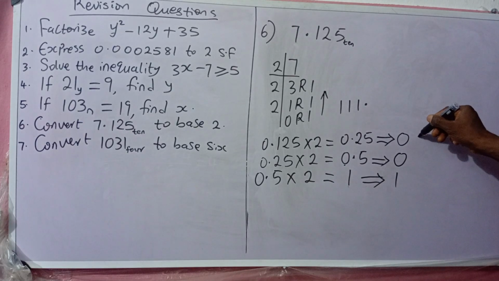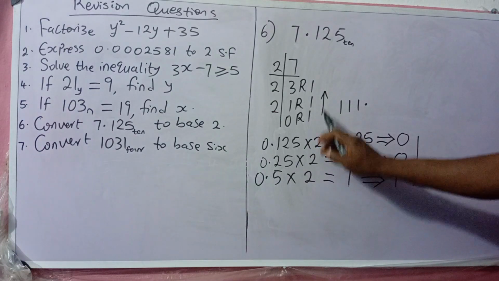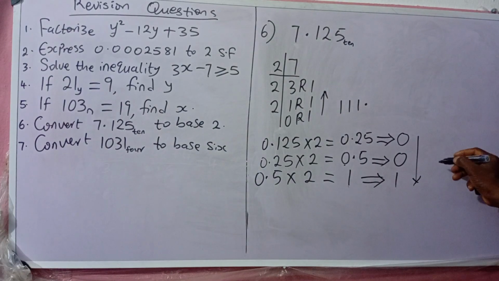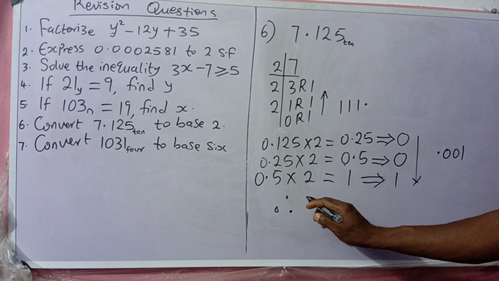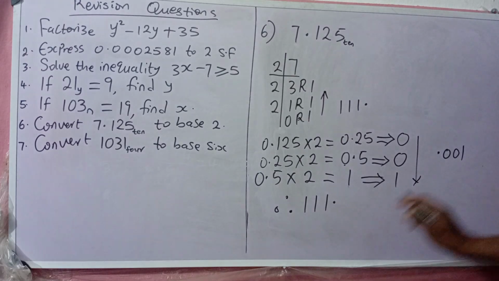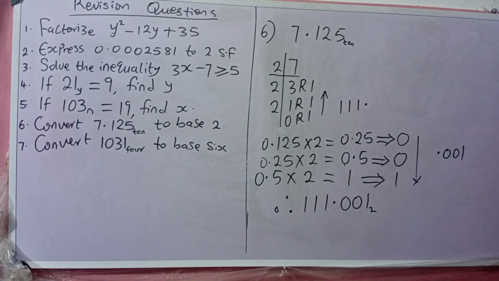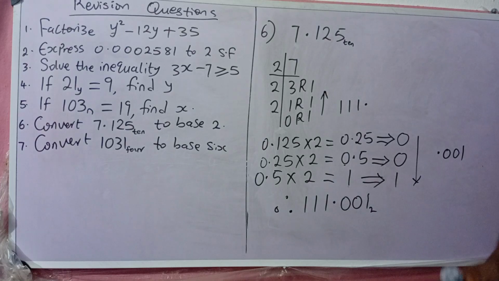So for this particular one, you start writing your answer from top to bottom, but for the decimal part, you start writing your answer from bottom to the top. So what we now have for the decimal part will be 0.001. Putting both of them together, our result becomes 111.001 base 2. That is the solution to this particular question. All right, so let's now move to the last question for this exercise.